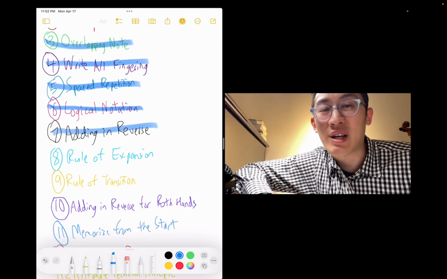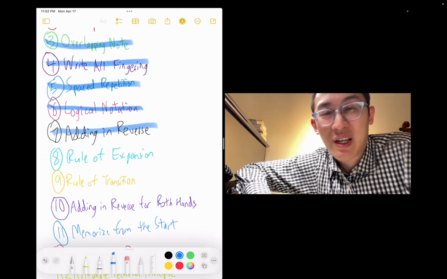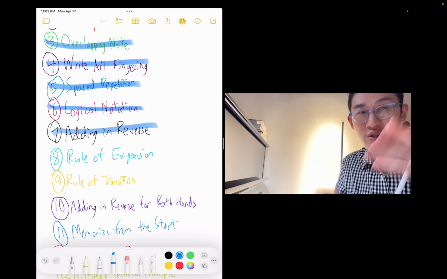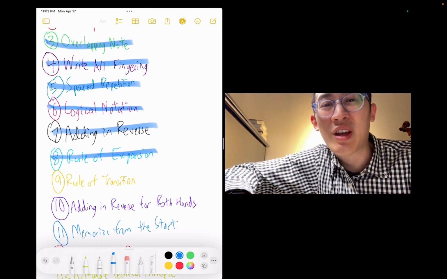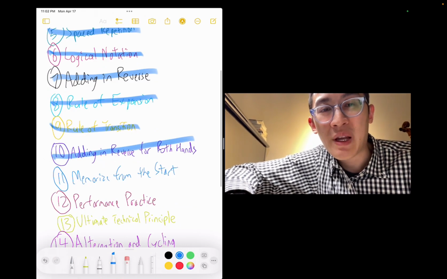Adding reverse, definitely you saw an example of. Simple adding reverse, like separate hands, would just be doing the last quarter measure set, last half measure set, last three-quarter measure set, entire one measure set, for instance. Rule of expansion I showed you an example of. Rule of transition we saw an example of. Adding reverse for both hands we saw an example of.